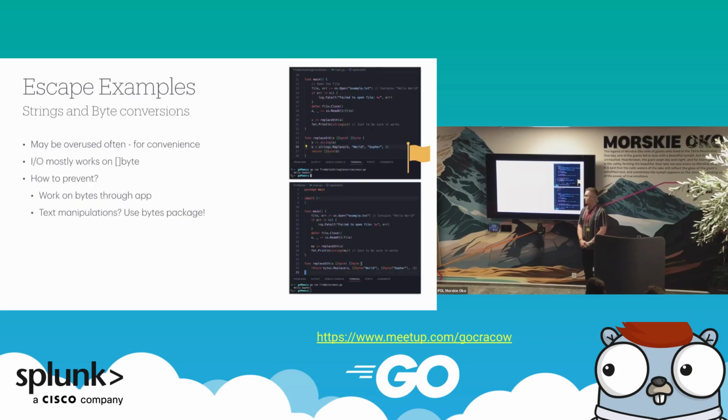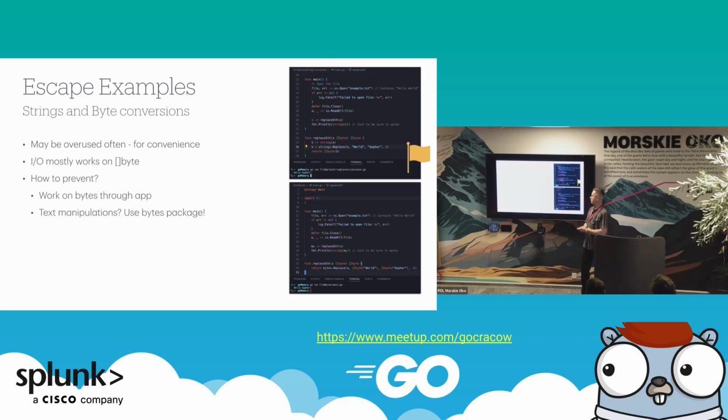And I'll dive into a few of them, a few examples. Strings and bytes conversions are pretty interesting to me because they may be overused for our own convenience. For me, I am a human. For humans, I think it's easier to understand the concept of string rather than slice of bytes. And if we want to have some sort of manipulation on text, we may have a tendency to convert it to string, then do some text manipulation, and then convert it back.